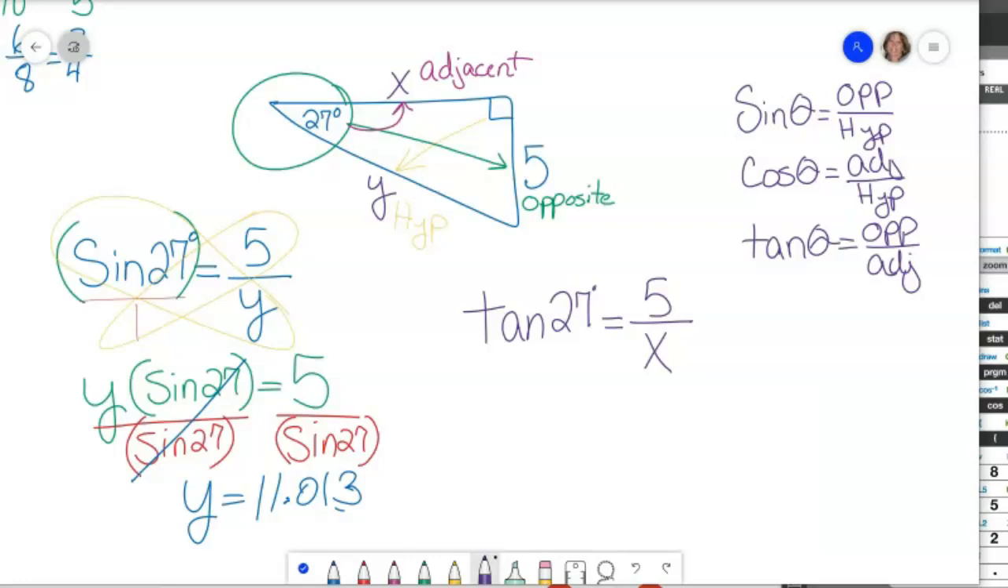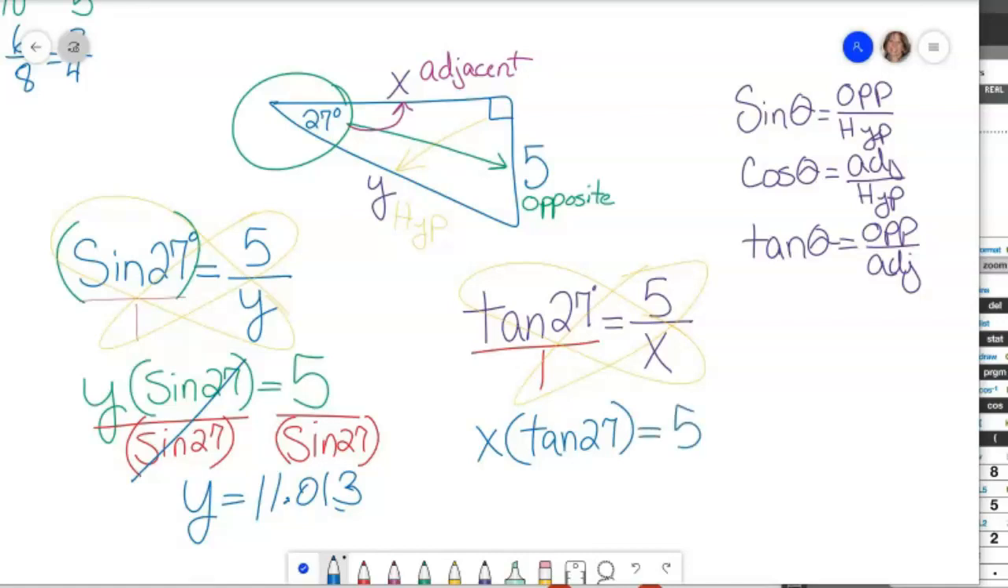That's kind of how ugly things get when you actually make up a problem, which is what I did. I made up a problem, and so you get ugly values. It just never turned out pretty. All right, again, this is over 1, cross multiply, and we get x tangent 27 equal to 5.